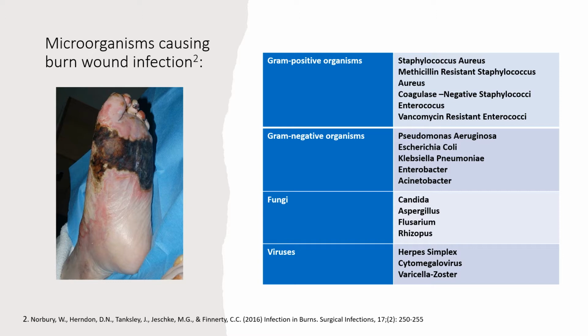As mentioned on the previous slide, the first to cause a problem are those gram-positive organisms, such as Staphylococcus aureus, MRSA, coagulase-negative staphylococci, enterococcus, and vancomycin-resistant enterococci. Next come in the gram-negative organisms, and things like Pseudomonas aeruginosa, E. coli, Klebsiella, Enterobacter, and Acinetobacter. And then lastly, we start to get fungal and viral infections, and Candida and Aspergillus are very common in burns, but you can get Fusarium and Rhizopus, and in viral infections you can get herpes, cytomegalovirus and varicella zoster.